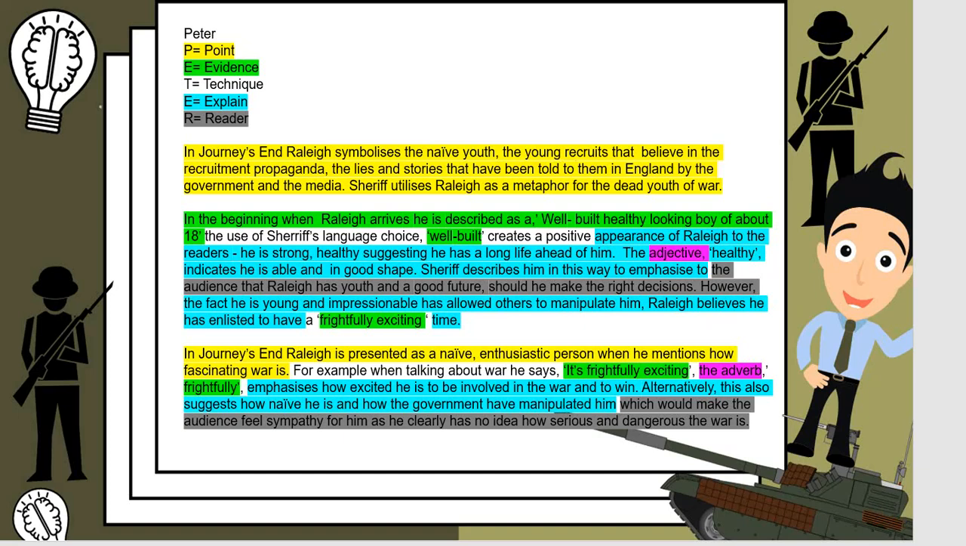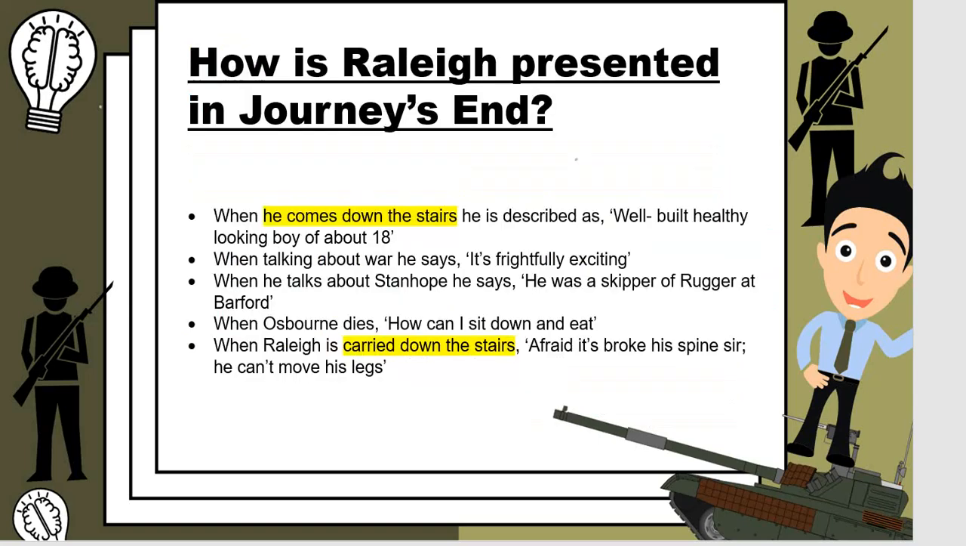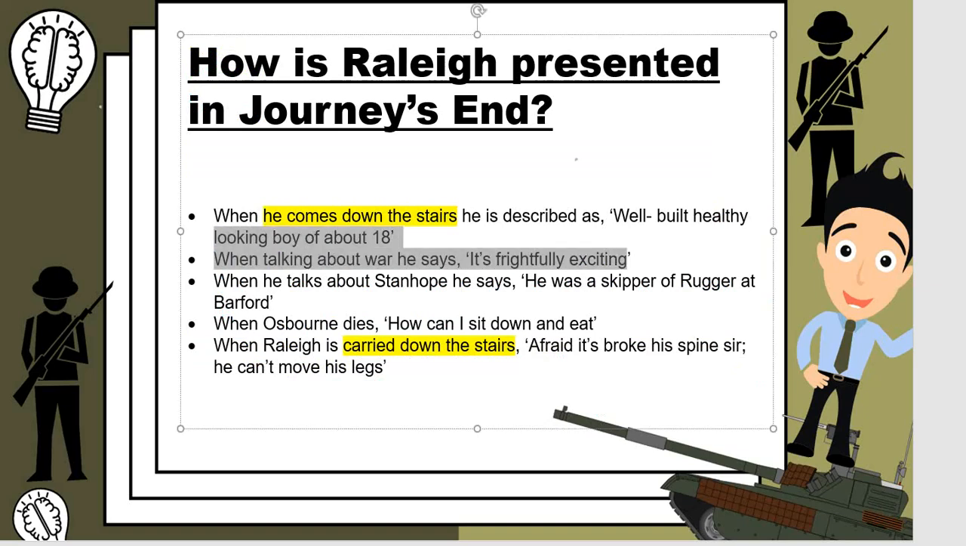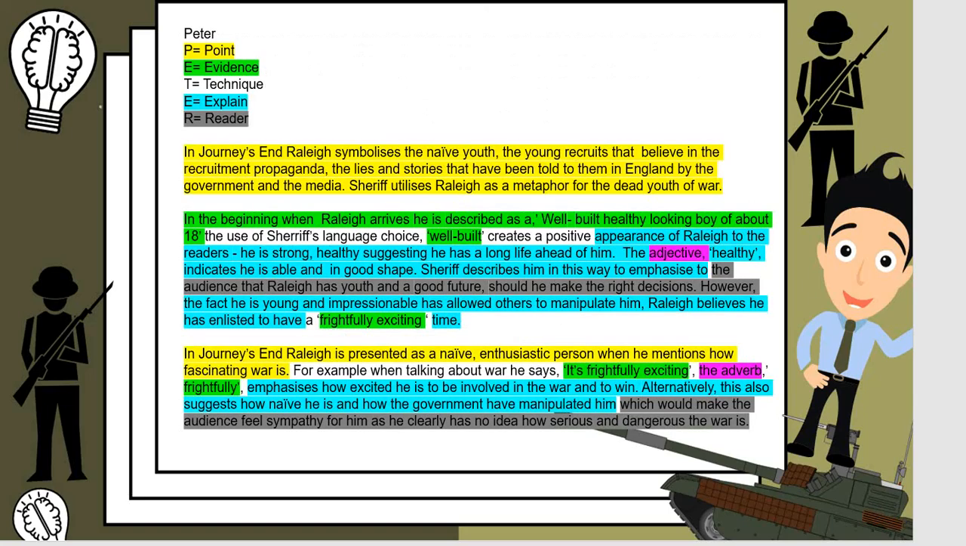Looking at the first bullet point, and I think we go on to frightfully exciting, the second bullet point. So a quick flashback to the bullet points. We will talk about how it's frightfully exciting. So we're just starting our essay, the first 2 paragraphs, and it would read something along these lines. In Journey's End, Raleigh symbolises the naive youth, the young recruits that believe in the recruitment propaganda, the lies and stories that are being told to them in England by the government and the media. Sheriff utilises Raleigh as a metaphor for the dead youth of war.